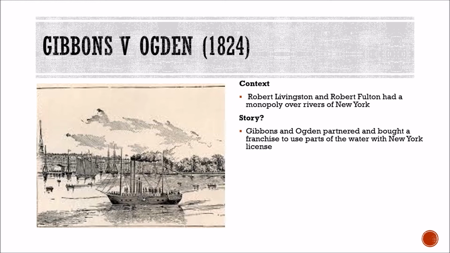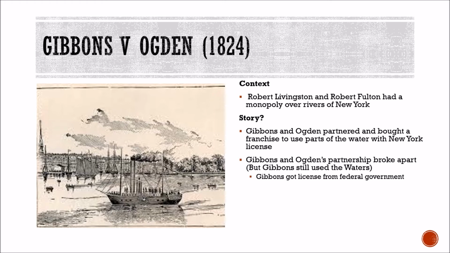So for the story, Gibbons and Ogden decided to team up and buy a franchise which let them use part of the waterways that the 2 Roberts had a monopoly over. It went well for a little while, but their partnership broke apart like 2 best friends becoming incompatible. Ogden still had the license to use the waterways and get some money because he had the permit from New York, while Gibbons didn't. However, that didn't stop Gibbons from using the waterways.